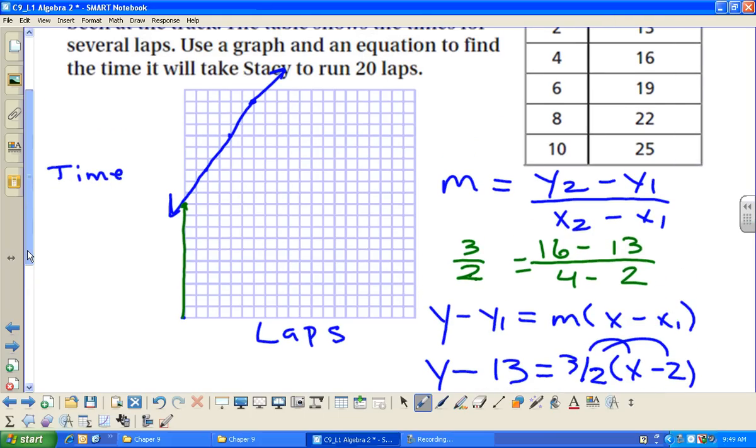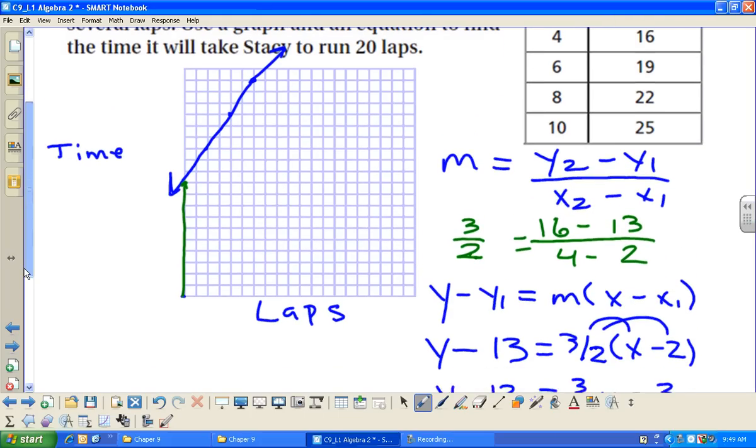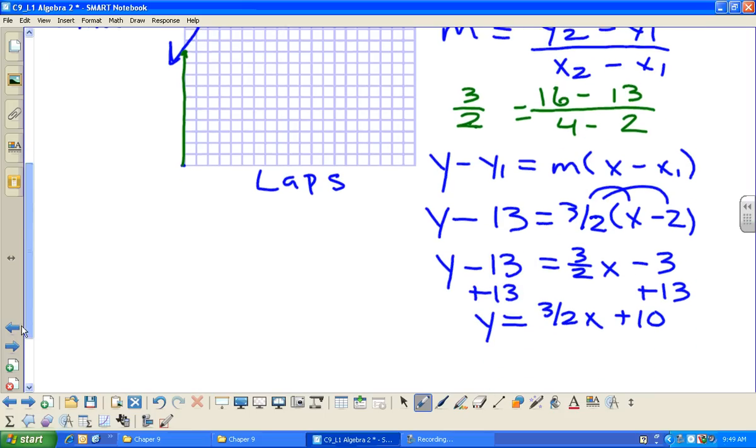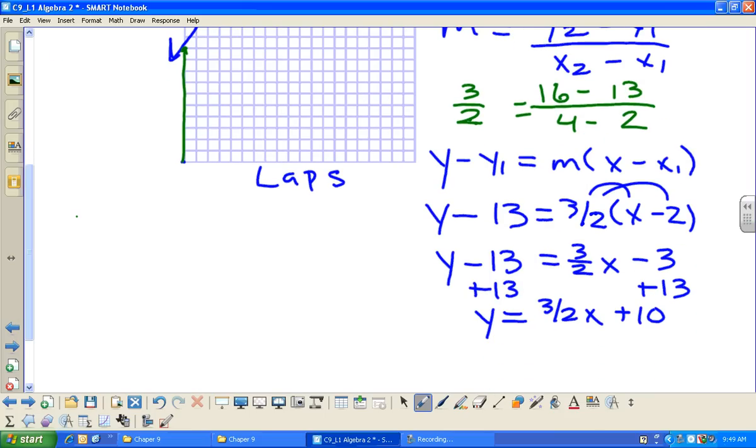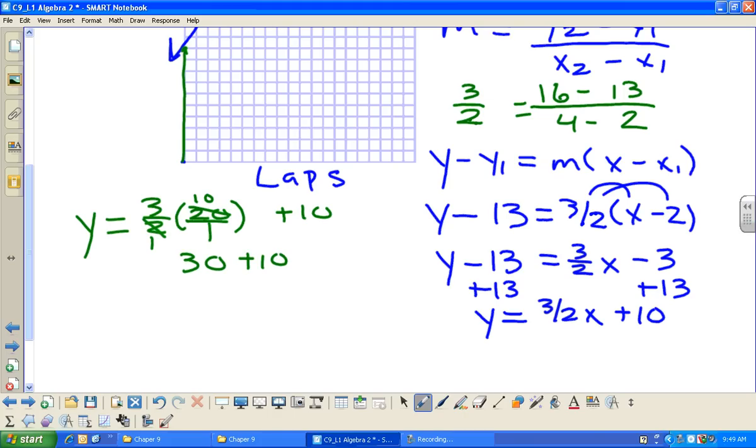And my question is, how long will it take Stacy to run 20 laps? Laps is my x. So if I put 20 in for x, I'll have y equals 3/2 times 20 plus 10. 20 is the same thing as 20 over 1. I can reduce my corners because they're multiplying. 3 times 10 will give me 30. Plus 10 would give me 40 seconds.